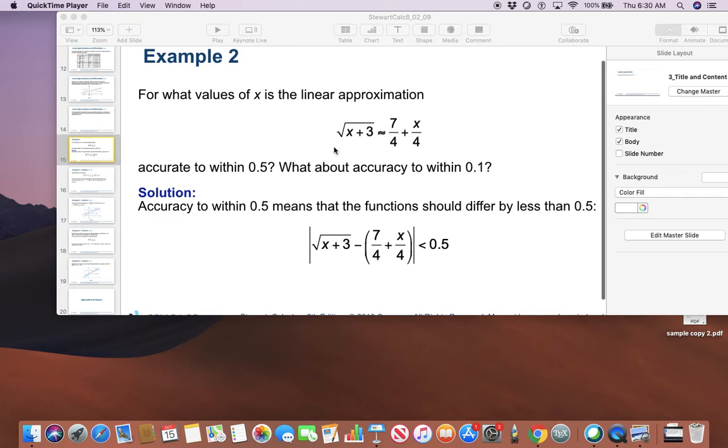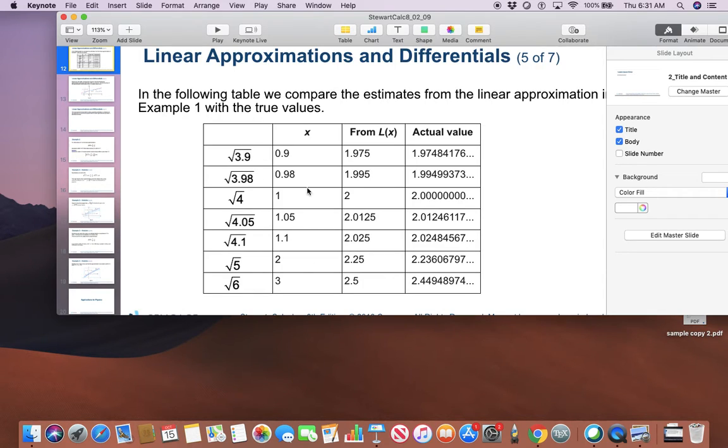So we were continuing to look at square root of x plus 3. Its approximation, that is the linear approximation, is 7 over 4 plus x over 4. Now the question is, suppose I am willing to accept only 0.5 as the difference in the actual values and the approximation. So here to here is probably acceptable and so on.